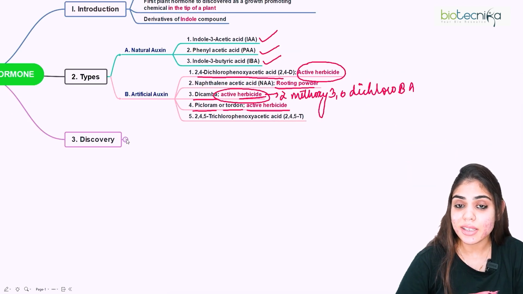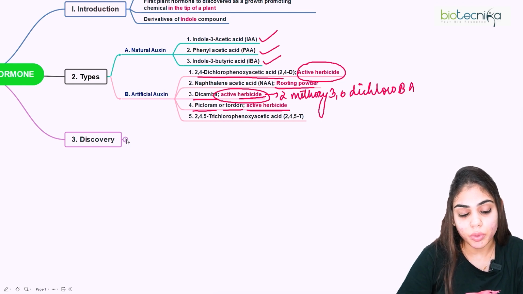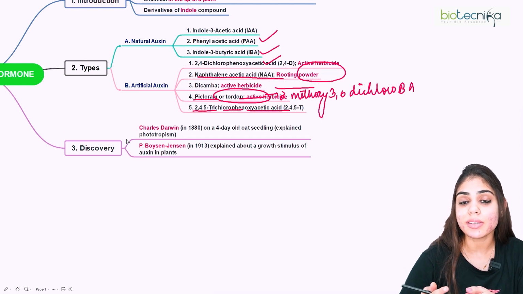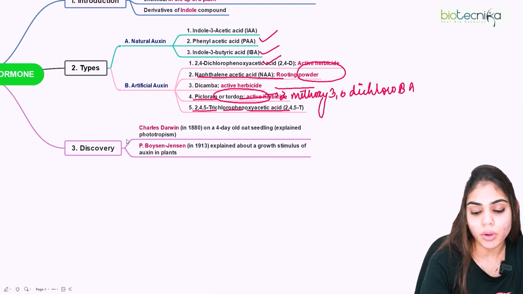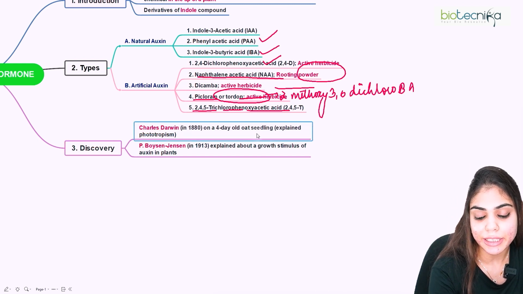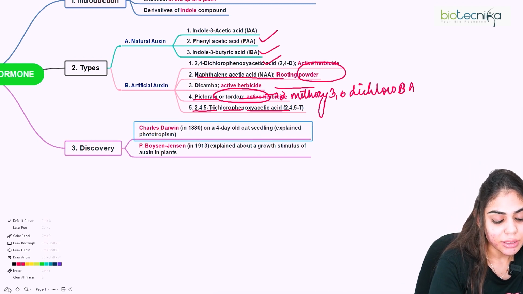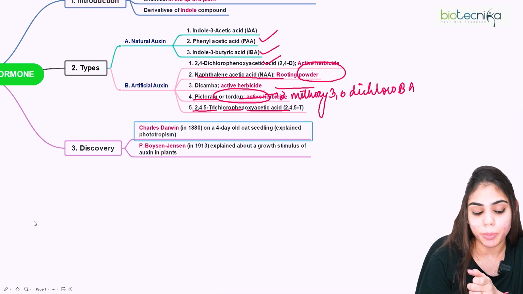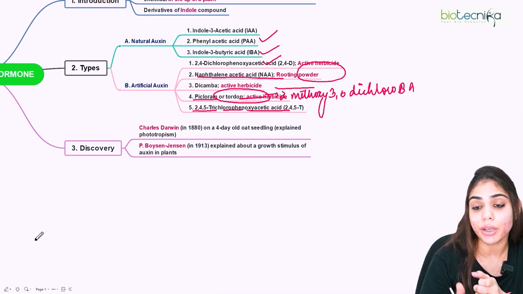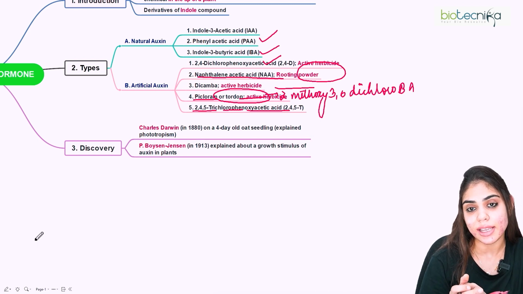Now let's see the discovery behind this auxin phytohormone. The major credit for the discovery of auxin goes to Charles Darwin, who studied the phenomenon of phototropism on a 4-day-old seedling in 1880, where he explained that auxin phytohormone, or some kind of growth stimulus, is produced in the tip of the plant, transmitted to the growth zone, and causes cell elongation.